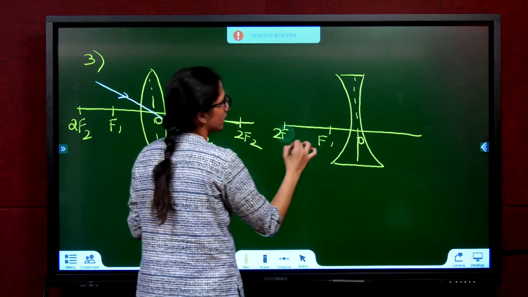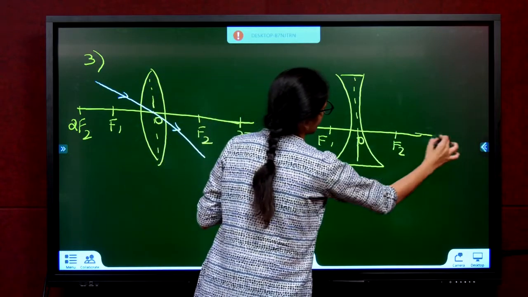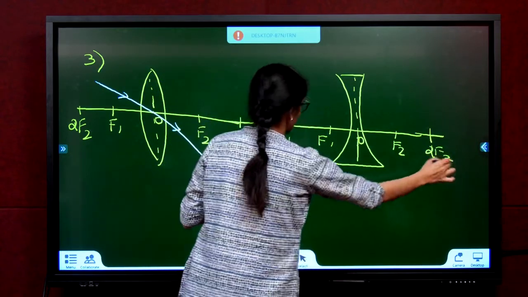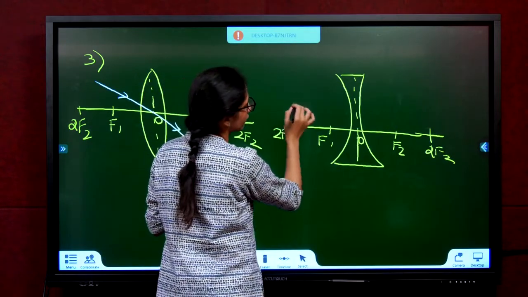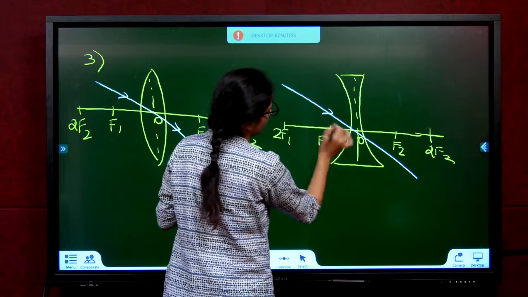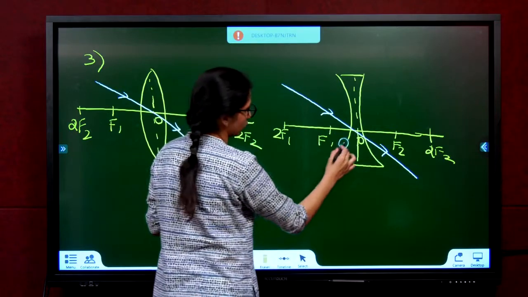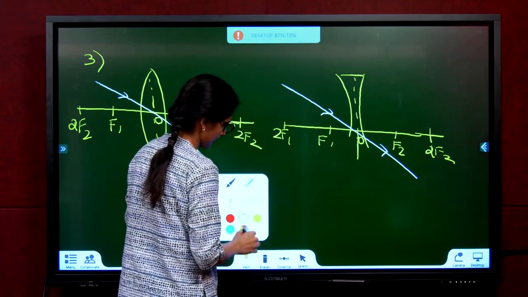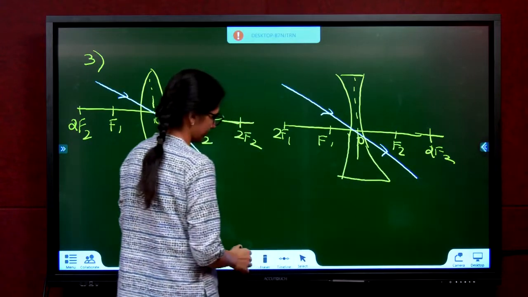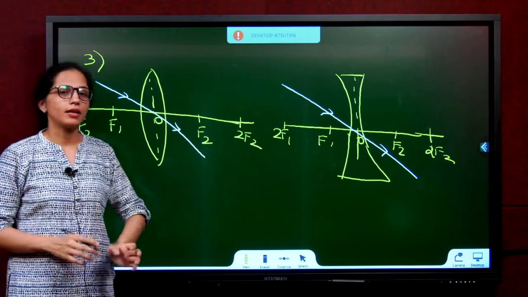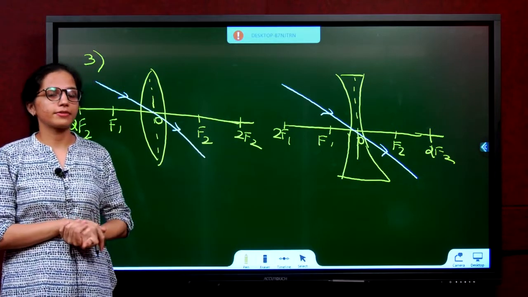F1, 2F1, F2, 2F2. I have drawn it a little shabbily. Ray diagrams, we will draw it very neatly. This is not a good looking lens. Please use compass, otherwise your lens will look like mine. Okay. Now we can next start ray diagrams.